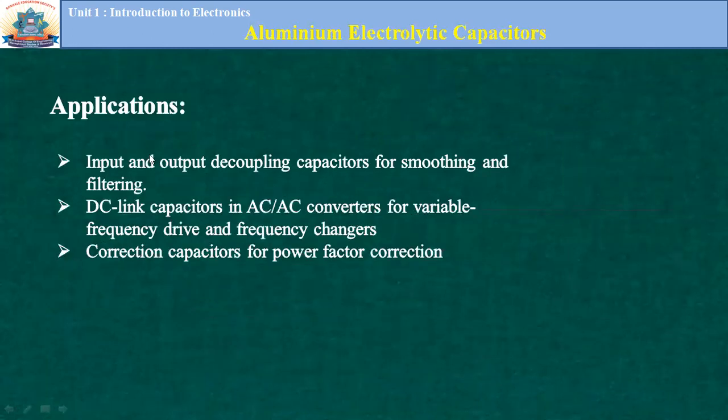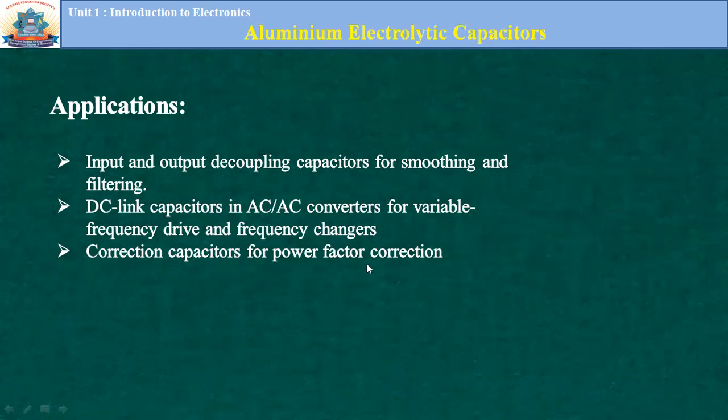Applications: input and output decoupling capacitance for smoothing and filtering of the signals. This is widely used in amplifiers, oscillators, and signal conditioning. DC link capacitors in AC to AC converters for variable frequency drives. For higher frequency operations wherever required, cheap electrolytic capacitors can be used.